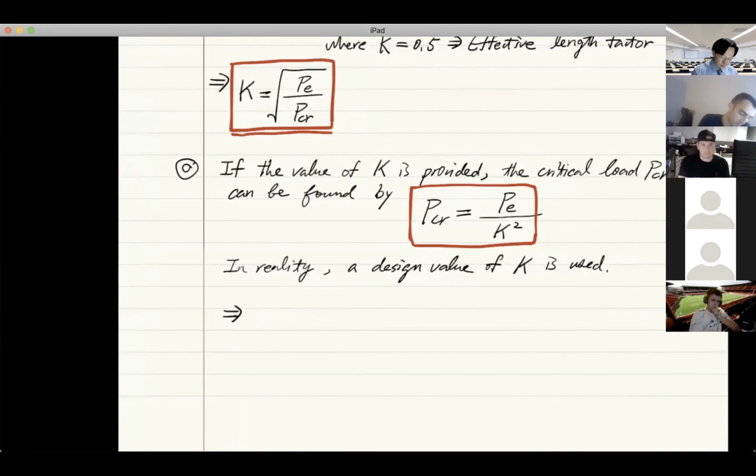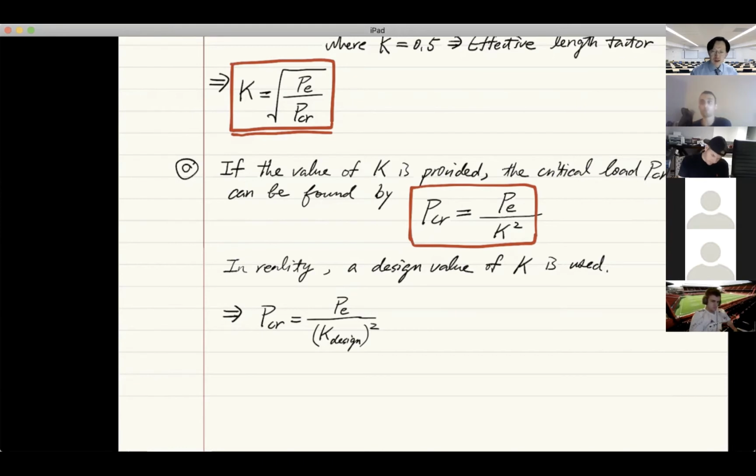However, sometimes we don't use the theoretical value. Sometimes we use the design value. That means you're not gonna use the theoretical value of K to determine the critical load. You're gonna use the design value. So this K here is the design value of K, not the theoretical value.